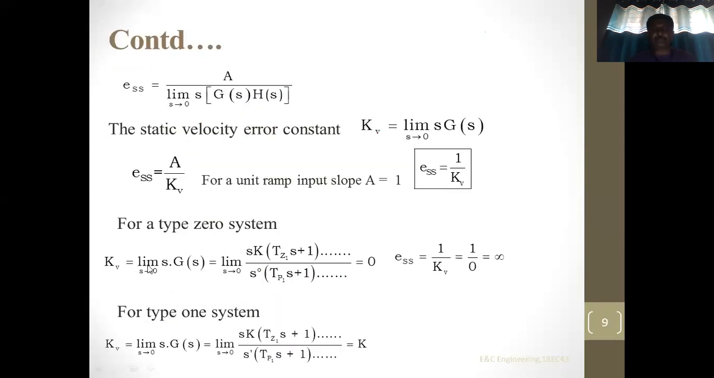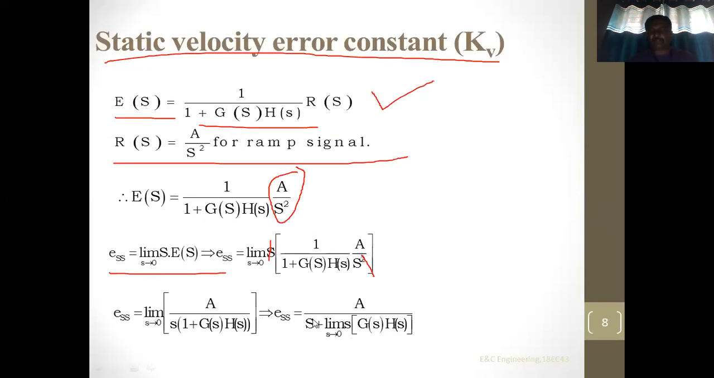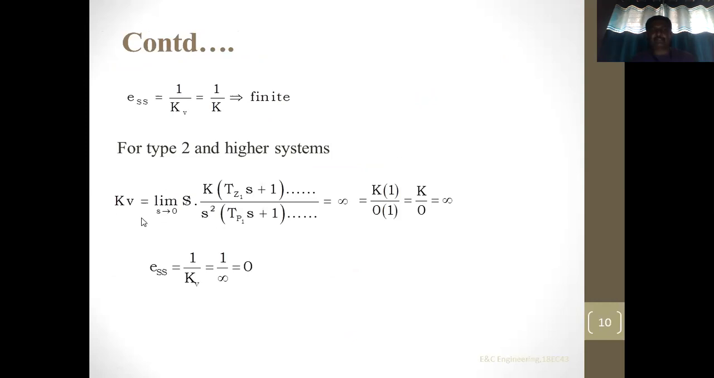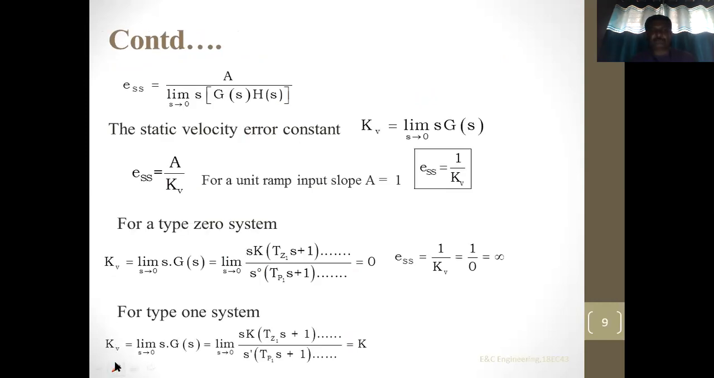Later, if I try to simplify, now if I try to apply s as 0, this term is 0. Thereby, this I may write as ESS is equal to a divided by limit s tends to 0, s into g of s into h of s. Thereby, next I may define the next error coefficient.